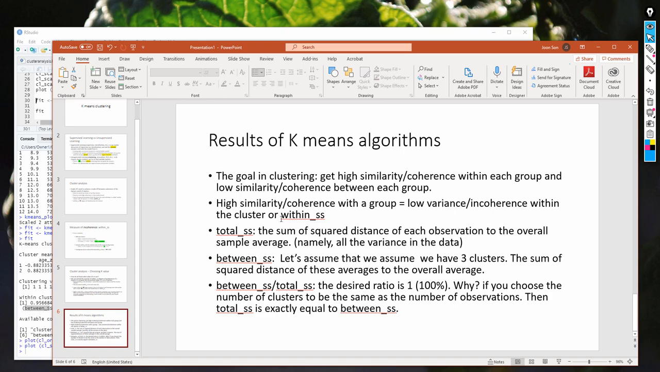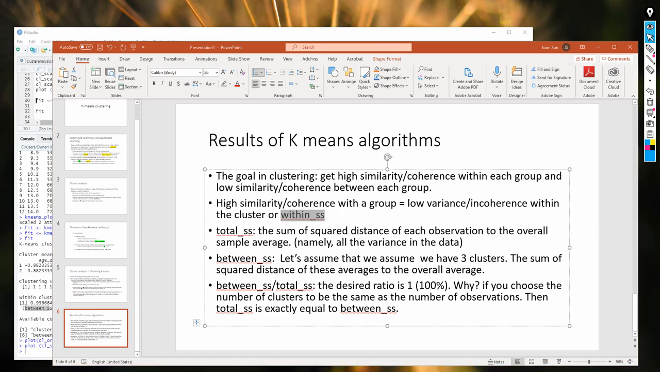By the way, let's start with the within SS. I know that we already covered this, but the within SS is a degree of incoherence within each group. The important thing here is within, within each cluster. So if there is high similarity, or high coherence, then the within SS value gets smaller.